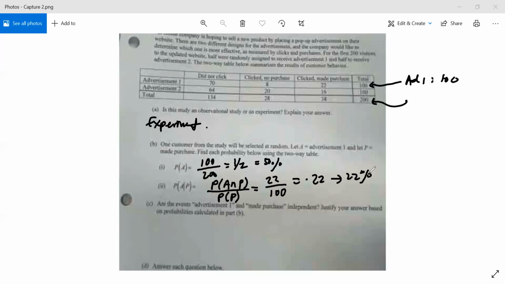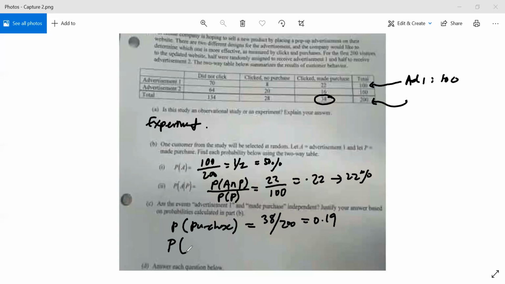And then for C, it asks whether advertisement 1 and made a purchase are independent or not. That's what we're looking at, and we justify the answer based on the probability in part B. So for instance, if you look at the probability of purchase, the purchase is 38, so 38 divided by the total 200, this is 0.19.